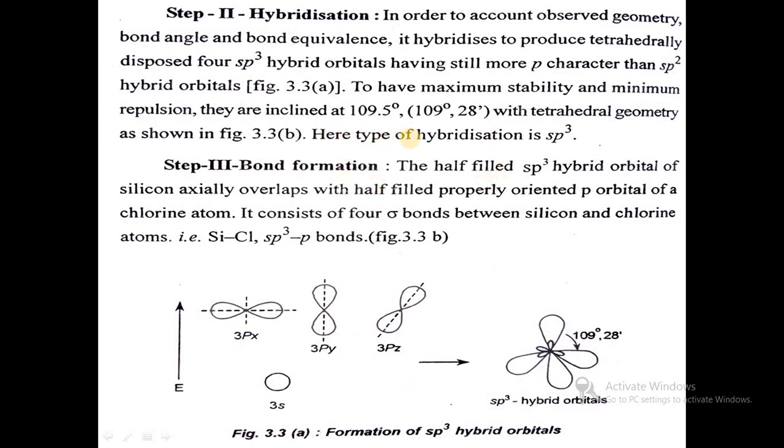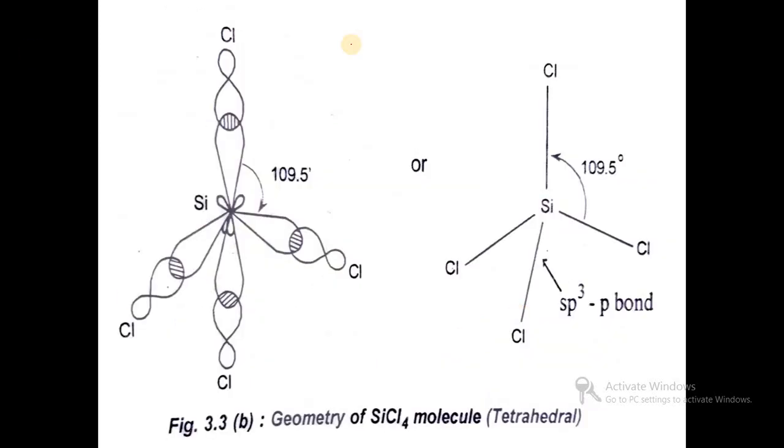In this bond formation, the half filled sp3 hybrid orbitals of silicon axially overlap with the half filled properly oriented p orbital of a chlorine atom. So it consists of four sigma bonds between silicon and chlorine atoms, and the bond nature is sp3-p type. Here 3s, 3px, 3py and 3pz mix and recast, giving four sp3 hybrid orbitals, which combine with chlorine atoms at four corners, giving tetrahedral geometry with bond angle 109.5 degrees.